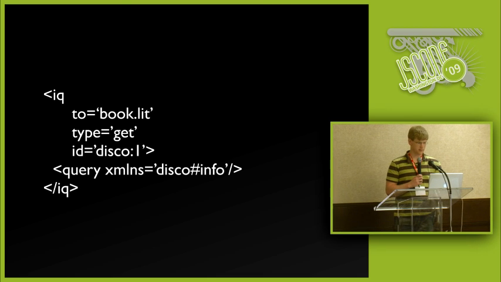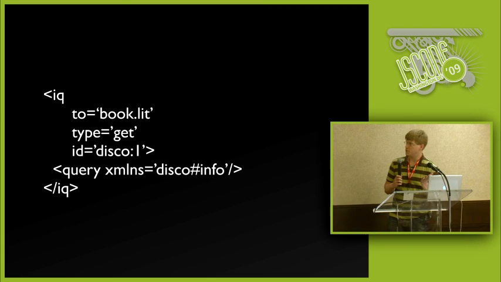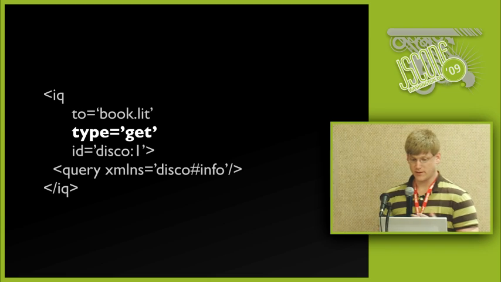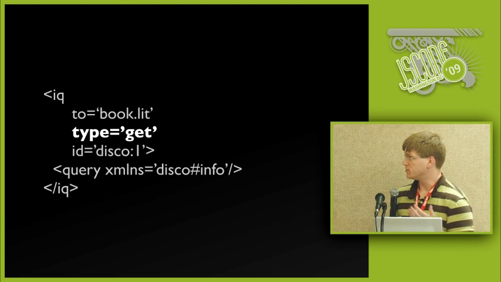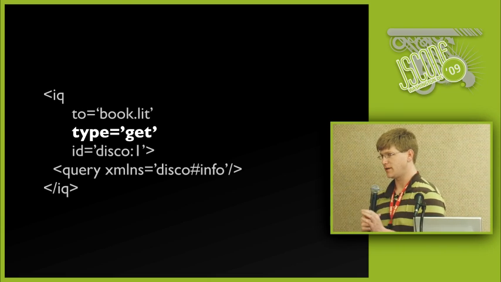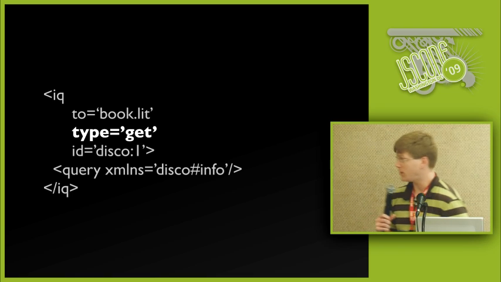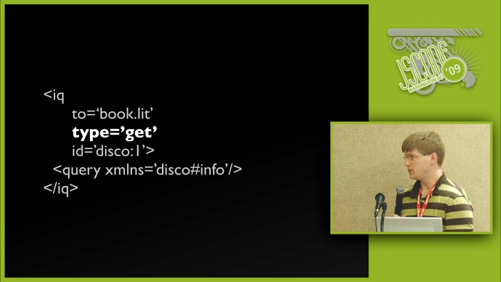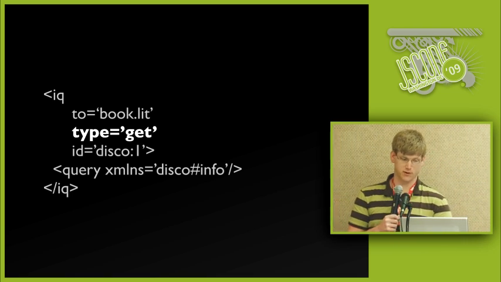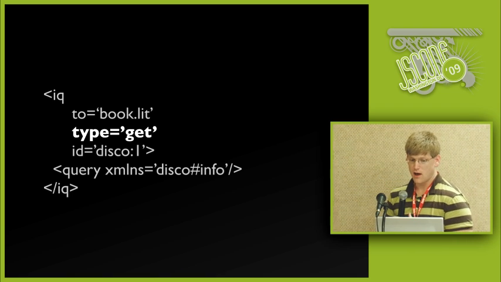IQ messages look just like this. There's a to just like everything else has. We have a type equals get. There's also a type equals set. Get is sort of like an HTTP GET request, and set would be more like a post. So this is generally used when you're accessing some information as opposed to changing some data.